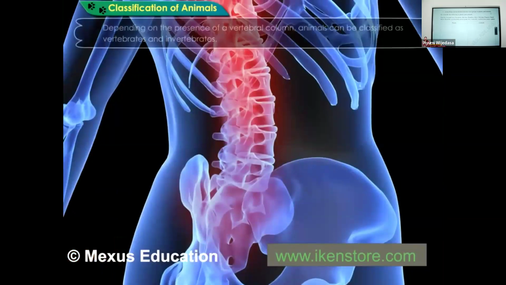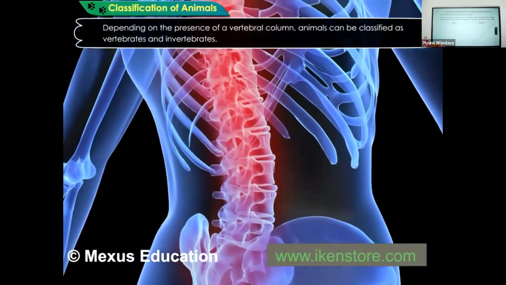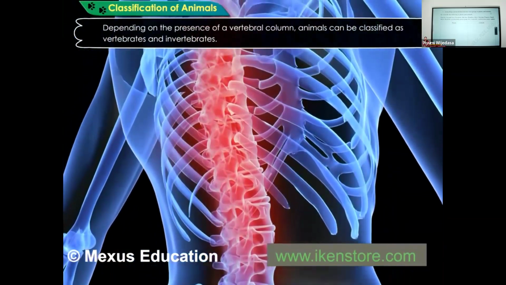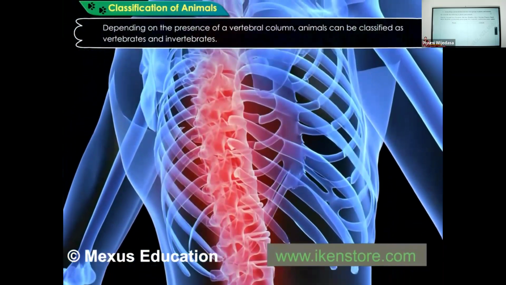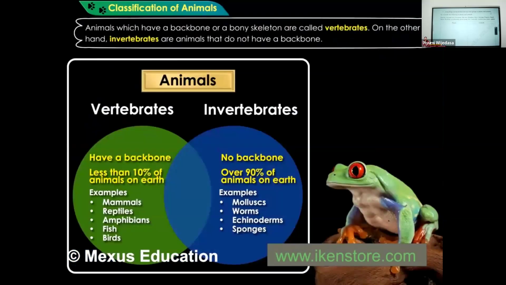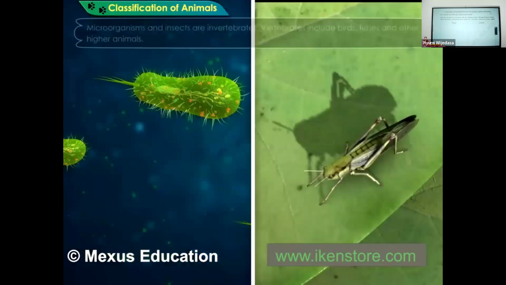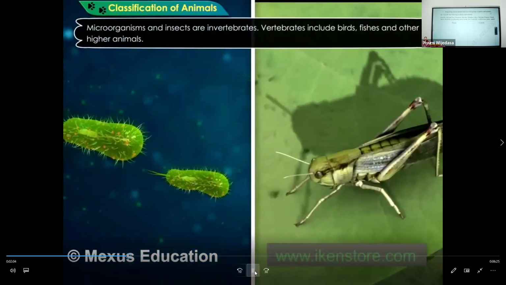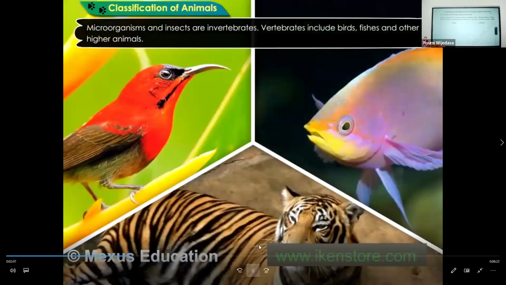Depending on the presence of a vertebral column, animals can be classified as vertebrates and invertebrates. Animals which have a backbone or a bony skeleton are called vertebrates. On the other hand, invertebrates are animals that do not have a backbone. Microorganisms and insects are invertebrates. Vertebrates include.